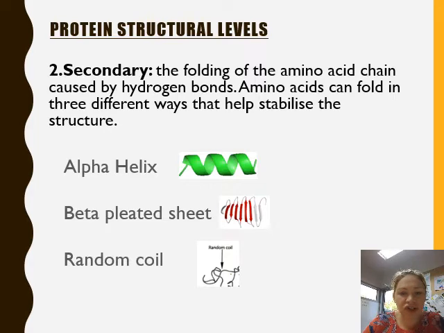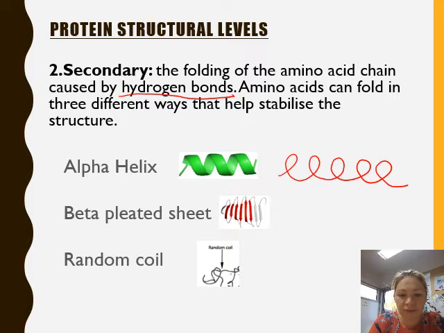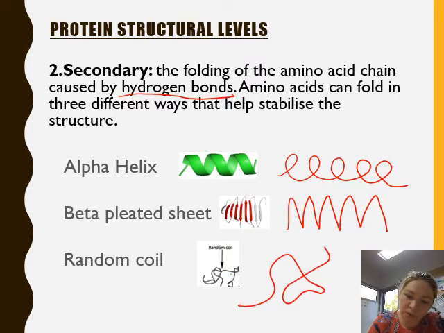Our secondary structure is when we start to see some initial folding of the amino acid chain that comes about because of hydrogen bonding. So amino acids in the first instance can fold in 3 different ways that help to stabilize the structure. They can form what's called an alpha helix, which is like a repeating subunit of twirls, a beta pleated sheet, which as it suggests is just a pleated arrangement, or a random coil. So you need to know that in a secondary protein structure, these are the 3 types of folds that can occur.